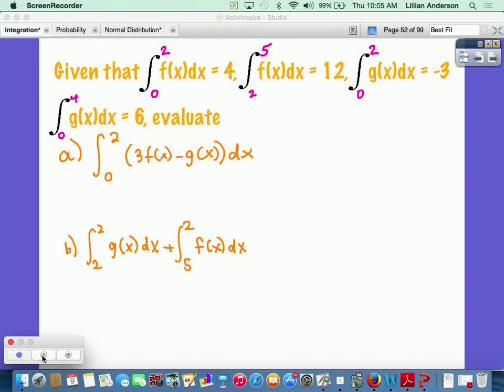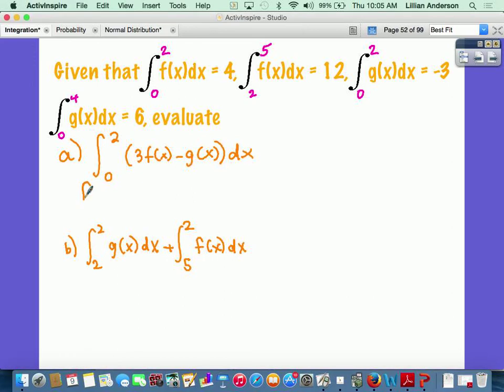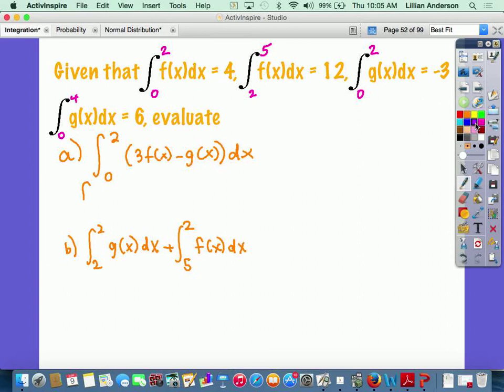Since this is a minus here, we can use the sum-difference property that says from a to b, or in this case 0 to 2, of 3f of x, I can subtract from 0 to 2 of g of x dx. Okay?